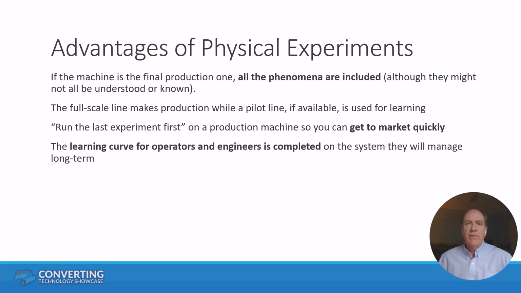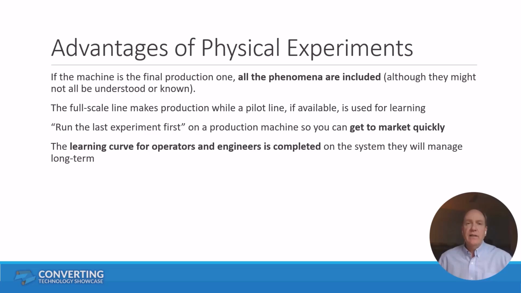There are some obvious advantages of these type of experiments. If you're doing these experiments on the full production line, then all of the phenomena that are important are typically going to be there. They're included de facto, meaning you get the variation in materials, in the environment, in the operators running the process, and so you can tend to trust what you're going to get because it's replicating the full scale.